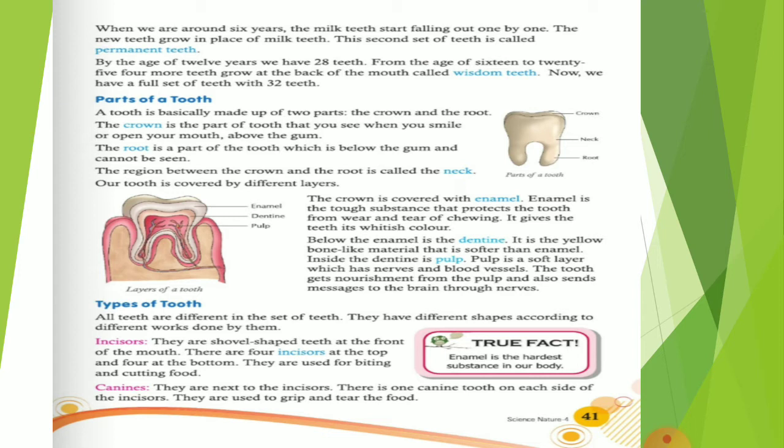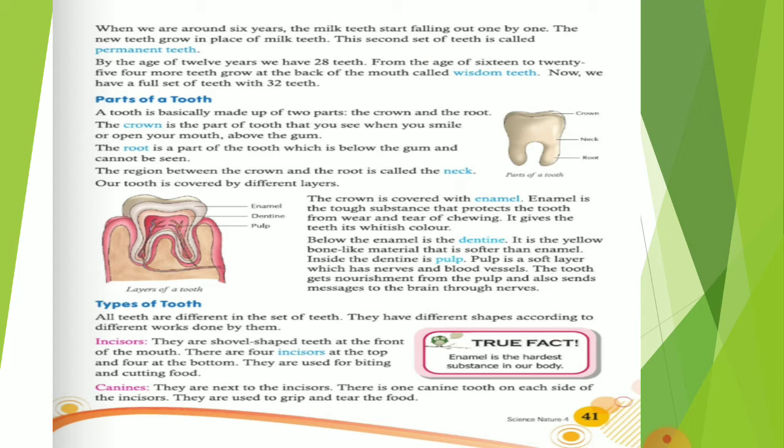In the box below, where it is written true fact, you can also see that enamel is the hardest substance in our body. Below the enamel is the dentine. It is the yellow bone-like material that is softer than enamel. Inside the dentine is pulp. Pulp is a soft layer which has nerves and blood vessels. The tooth gets nourishment from the pulp and also sends messages to the brain through nerves. So from this section we can know about the basic structure of a tooth.